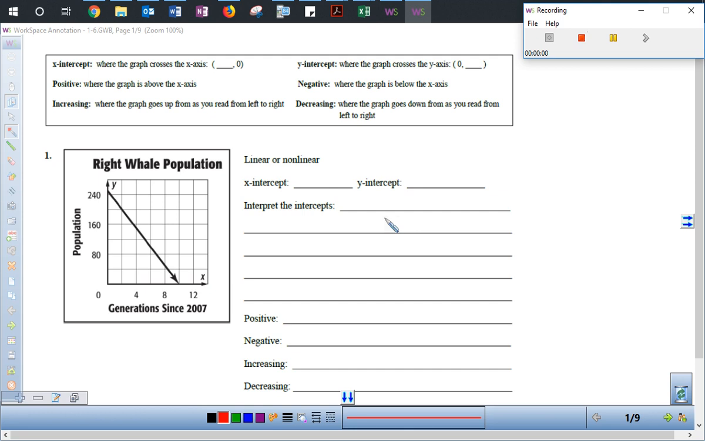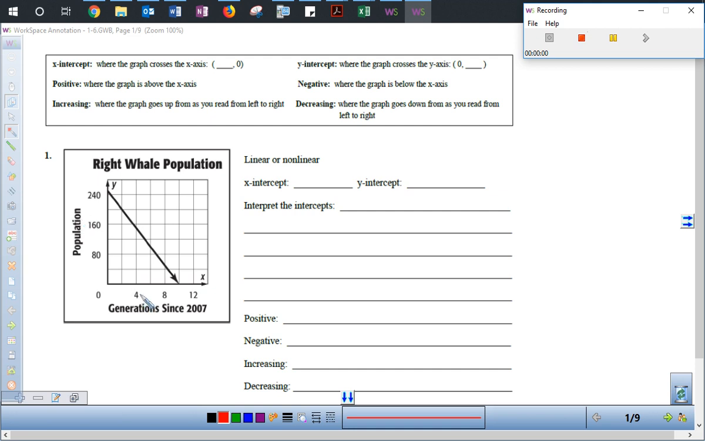Today we're going to continue our work with interpreting graphs, and we're going to do a few more examples of how to interpret graphs when they ask for x and y intercepts, positive and negative, and increasing and decreasing. First of all, number one, we're going to talk about right whale populations, and we're going to be comparing the generation since 2007 with the population.